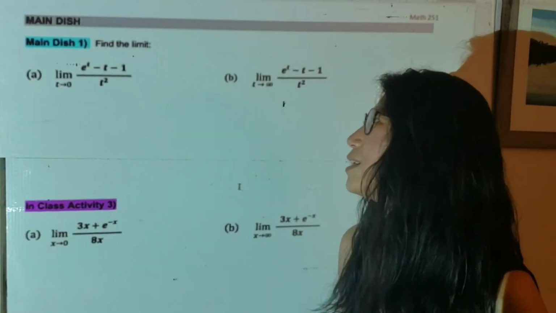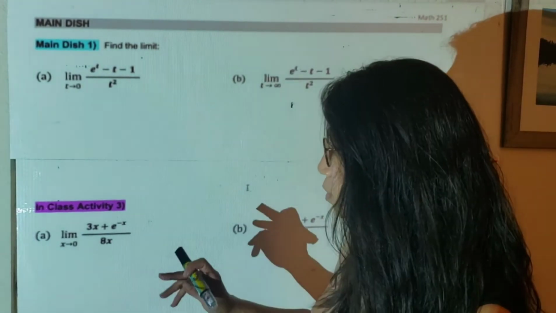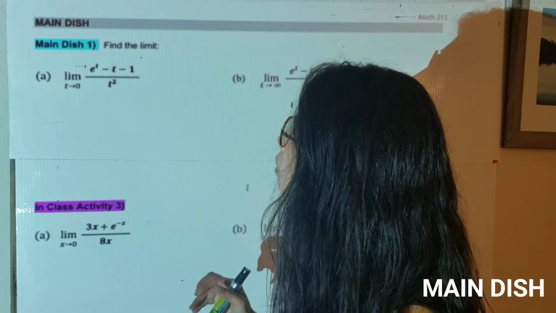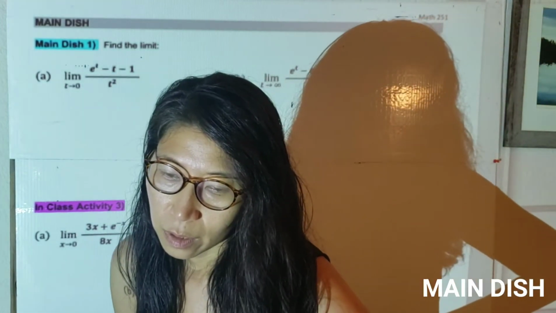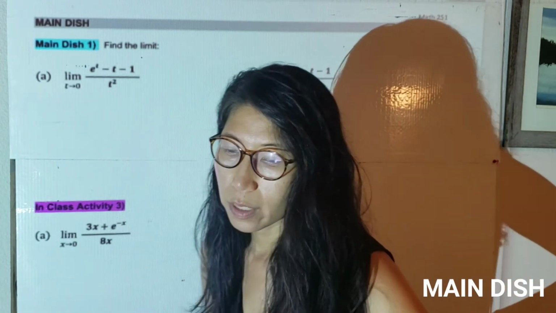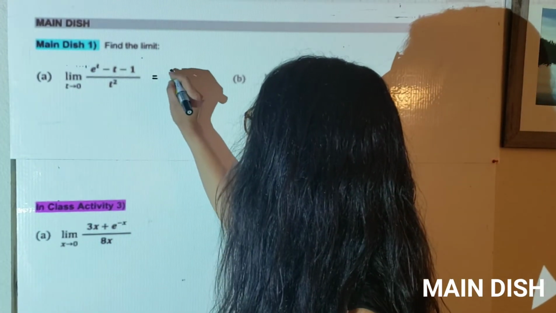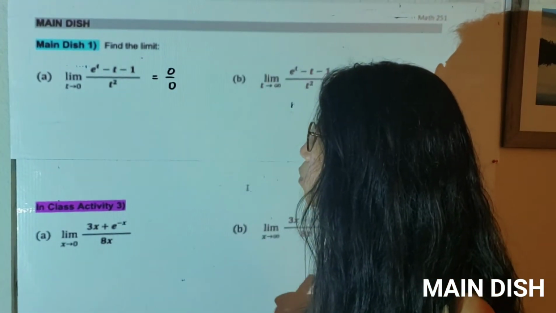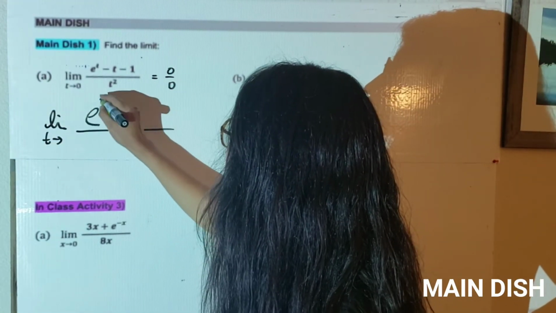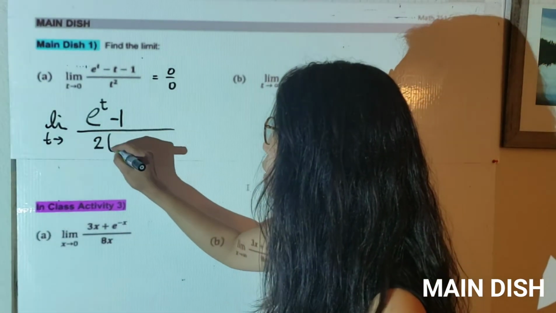So let's look at our main dish, where we want to find the limit. As you see, if I plug in straightforward, I get e to the 0 minus 1 over 0 squared, which turns out to be 0 over 0. So I'm going to try L'Hopital's rule and take a derivative of the top, e to the t minus 1. The bottom is going to be 2t.